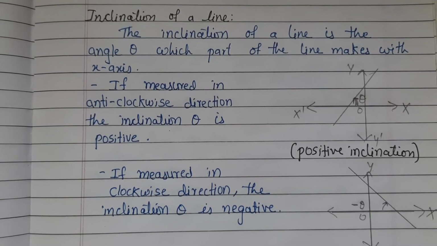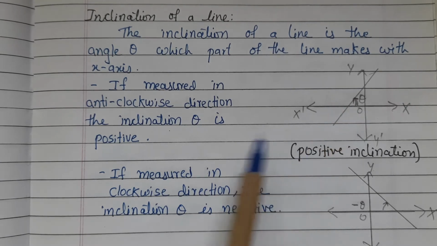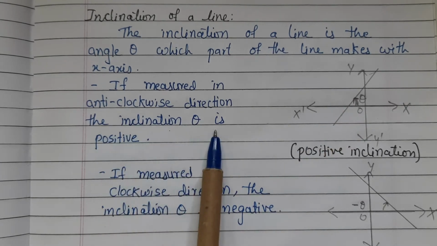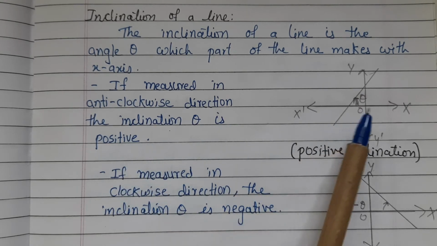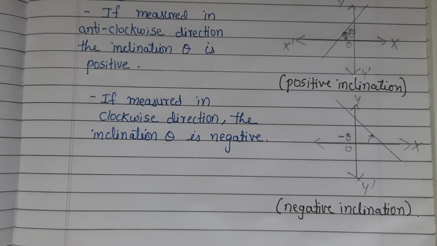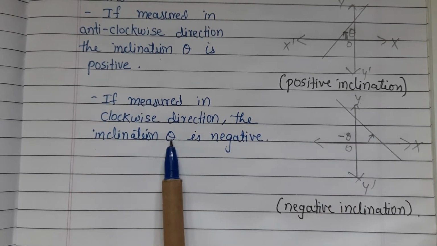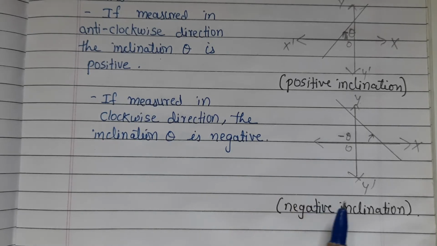Inclination of a line. The inclination of a line is the angle theta which part of the line makes with the x-axis. If measured in anti-clockwise direction, the inclination theta is positive inclination. If measured in clockwise direction, the inclination theta is negative.